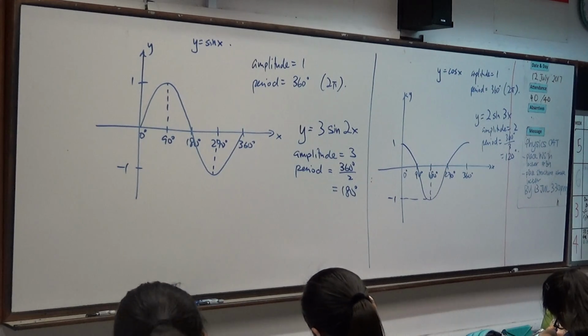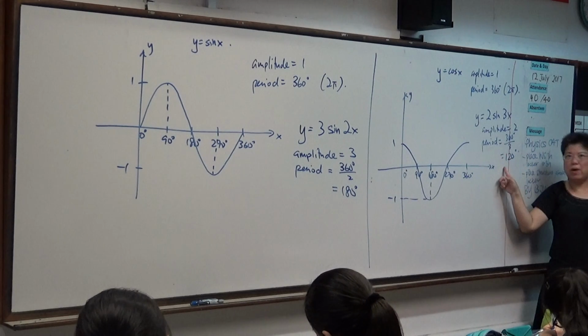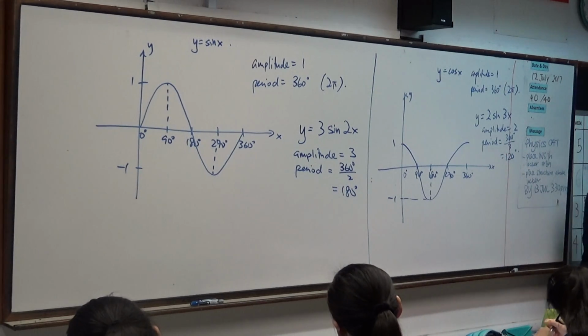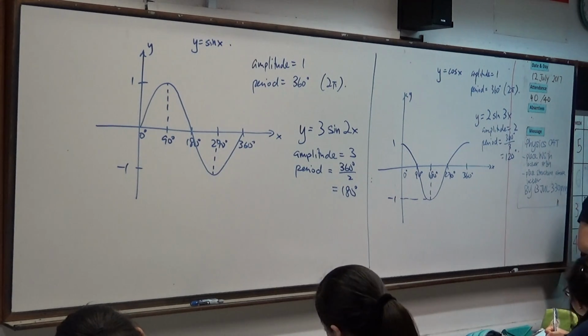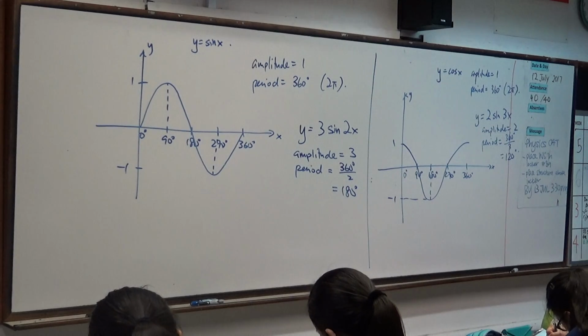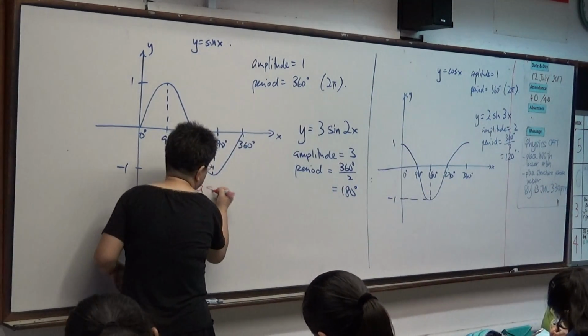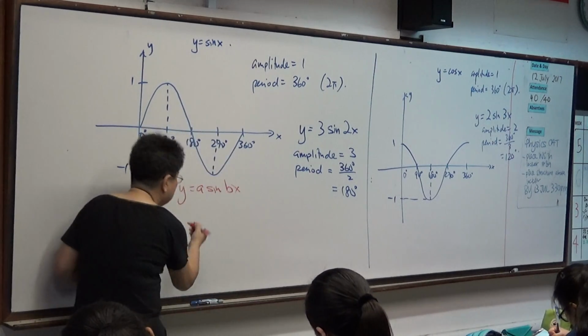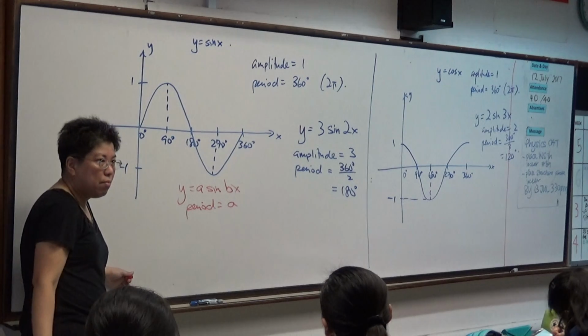So the period is 1 cycle, correct? That means if the period is 120, 360 will be 3 cycles, so it's times 3. So that's how you remember it, understand? Now, I'm going on to the general one. These two are the same. If I have y equals a sine bx, what's the amplitude? It will be a, right? Correct.